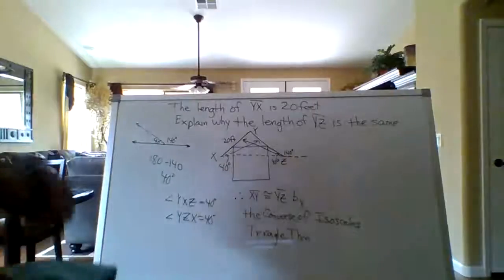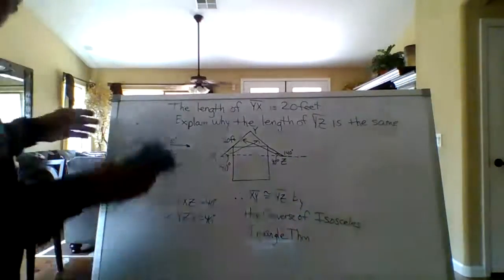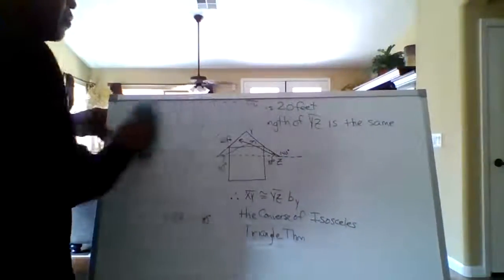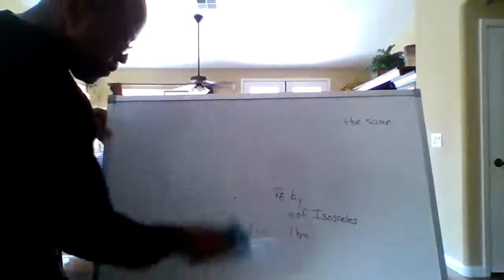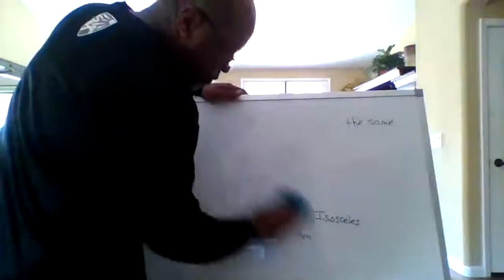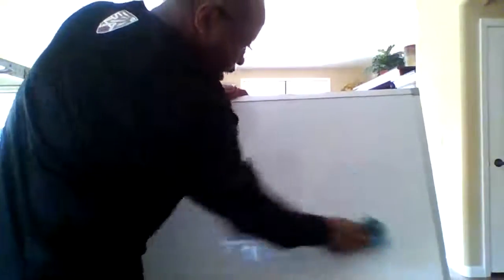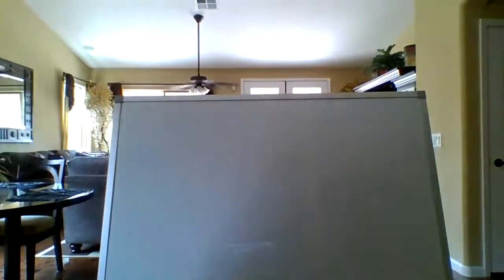Now, let's look at another example. So I made a mistake there and I said equilateral. I meant isosceles, okay? Isosceles, class. Now let's look at another example.